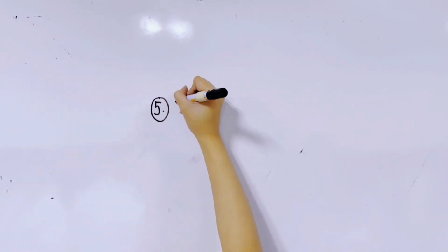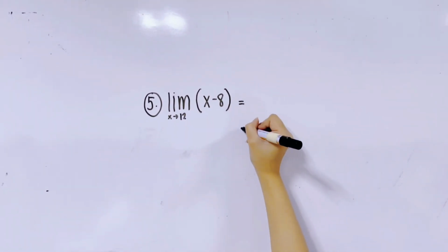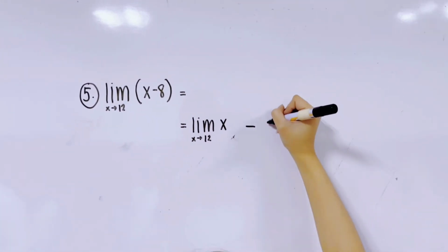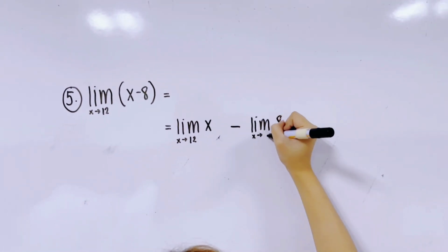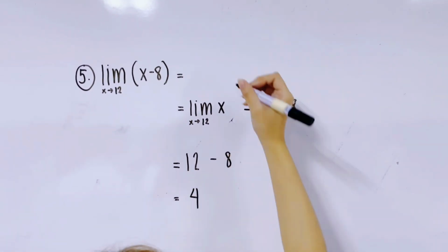The limit of the difference of two functions. Number 5. The equation: the limit of x minus 8 as x approaches 12. First, we subtract the limit of x as x approaches 12 and the limit of 8 as x approaches 12. Then, 12 minus 8 equals 4, therefore the limit is 4.